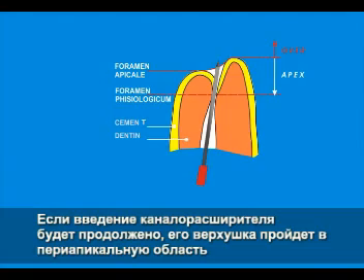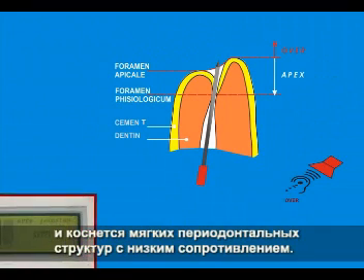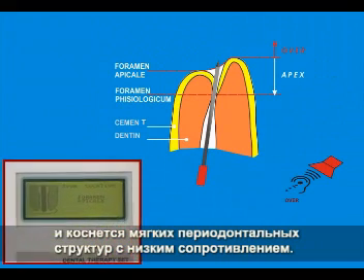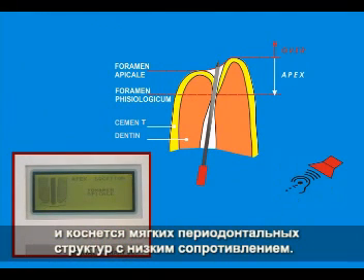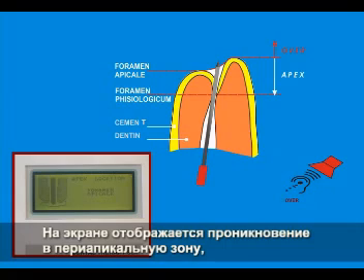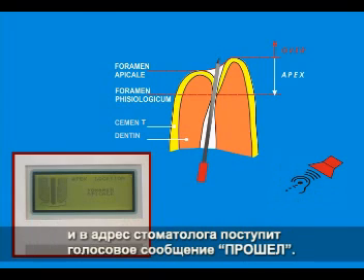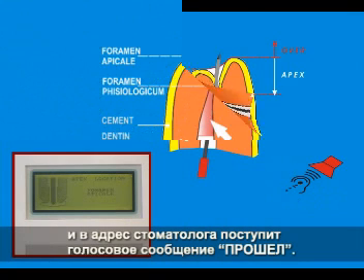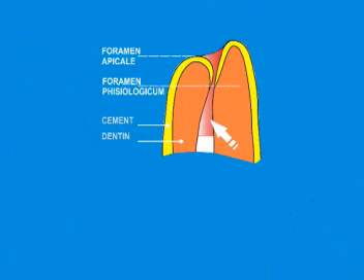If the file continues to be inserted, the tip will pass into the peri-apical area and will touch periodontal structures with resistance. On the screen will be shown the penetration in the peri-apical zone, and the device will generate a speech message to the dentist: "over".